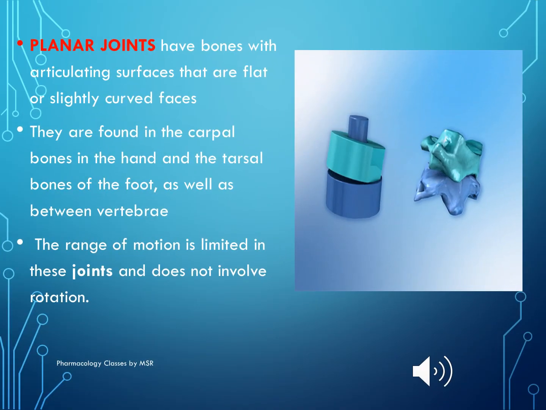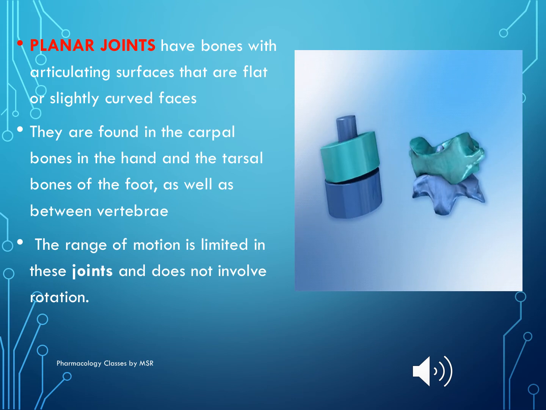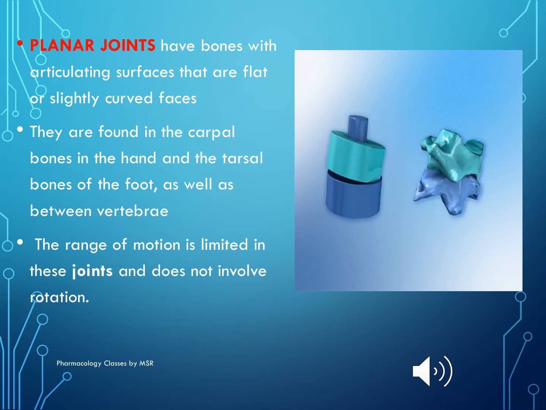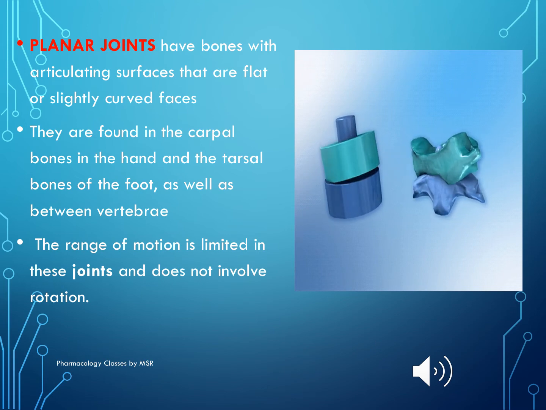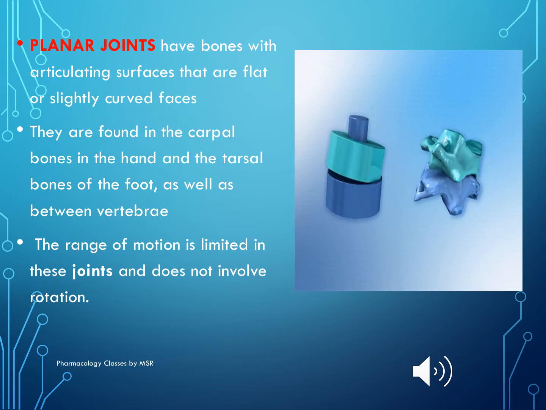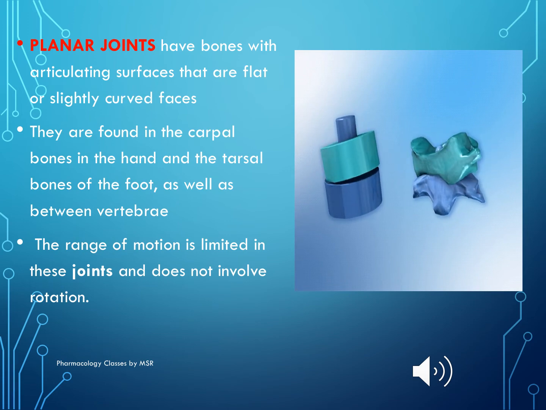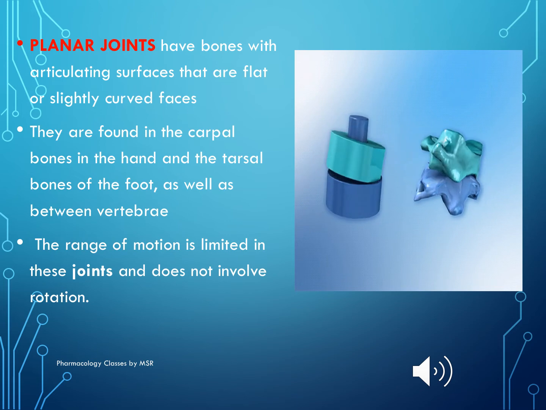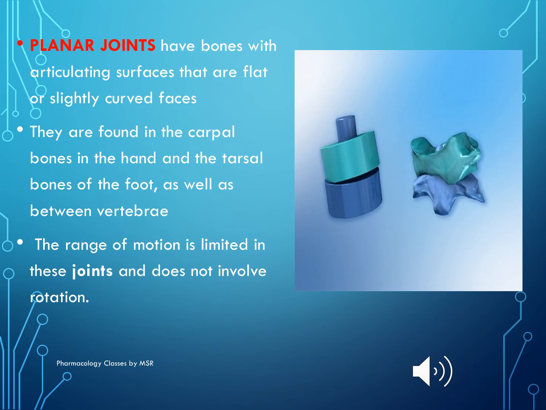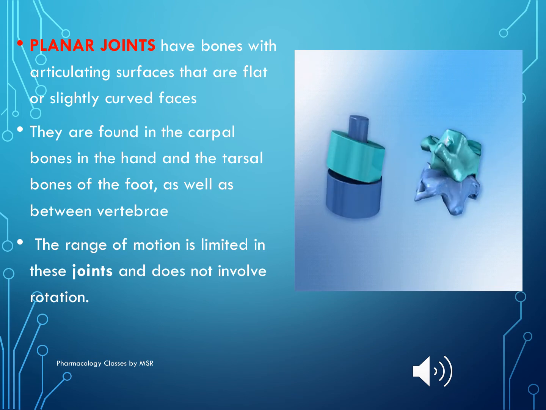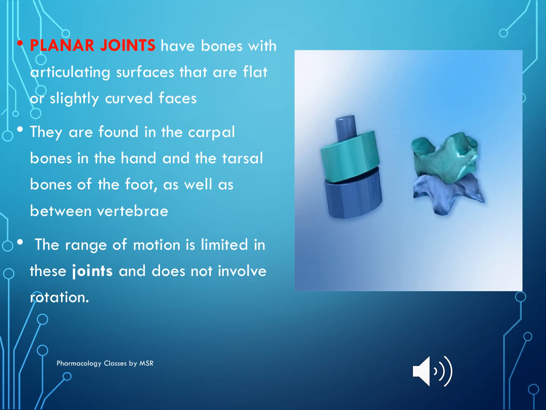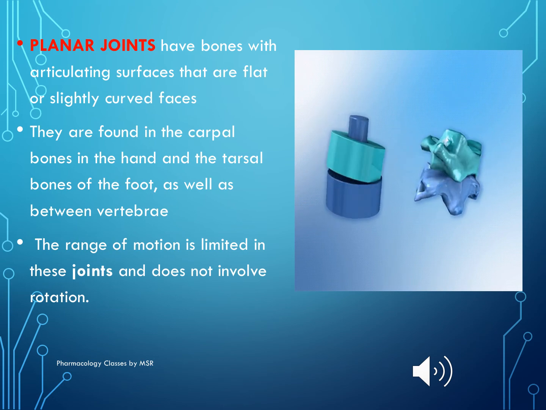The next type is the planar joint. As the name indicates, plane. Two surfaces, whether flat or slightly curved, are joined together by planar joints. Usually these planar joints can be seen in the carpals of the hand, the tarsals of the foot, or in the vertebrae. The motion is limited. We can't have rotation in these joints.